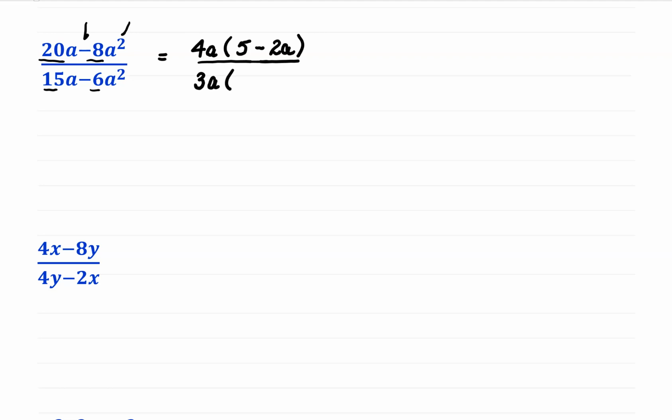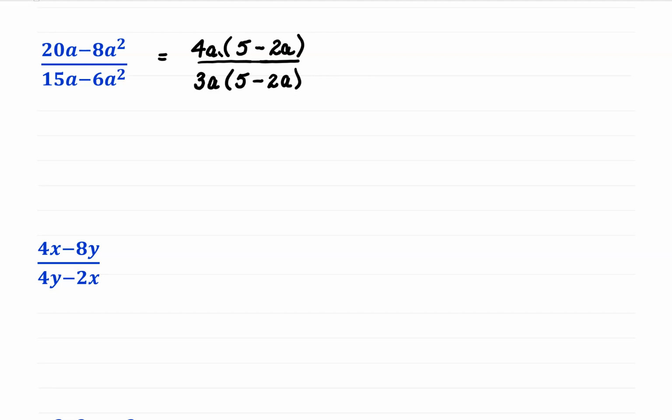So 3a times what gives me, so 3 times what gives me 15, well, that's 5, and again, I've already got my a. There's a minus here, so I will pop a minus here. And 3 times what gives me 6? Well, 3 times 2 gives me 6, and I want a squared, so I need an a times another a. Okay, we look now and we go, well, there's stuff that we can cancel.